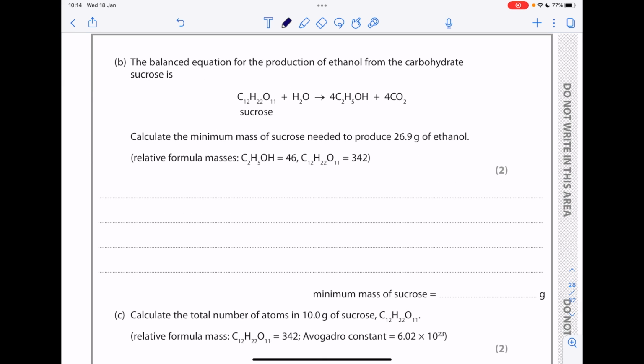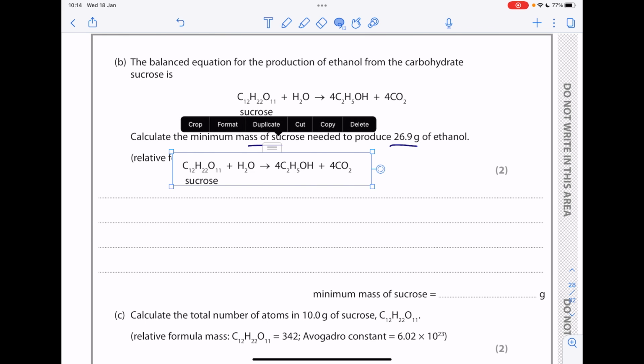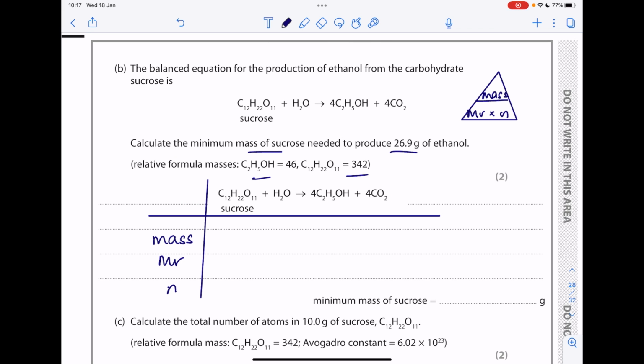The balanced equation for the production of ethanol from the carbohydrate sucrose is: calculate the minimum mass of sucrose needed to produce 29.6 grams of ethanol. Okay, we're going to use the table again. So we're after the mass of sucrose. We've been told we have 26.9 grams of ethanol. What about the MRs? We've been kindly given those right here. So 342 for sucrose, 46 for ethanol.